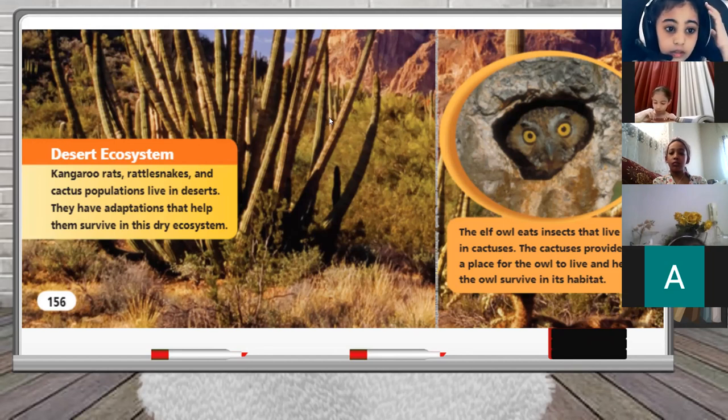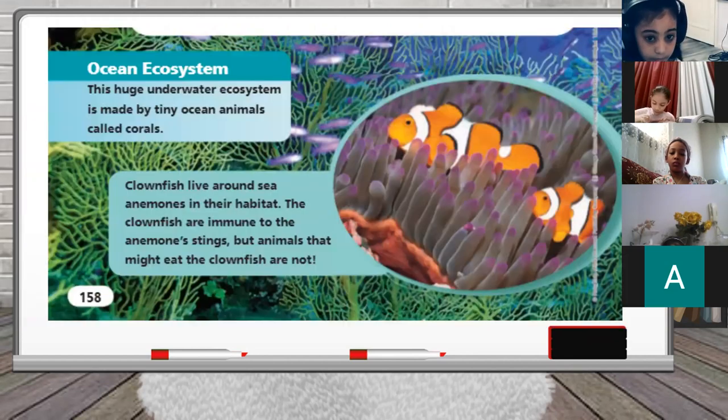How? There are some small insects who live on these cactus. Who will eat them? The elf owl. So the elf owl will look for these insects to eat them. They need each other or one another to survive. This is about the desert ecosystem.